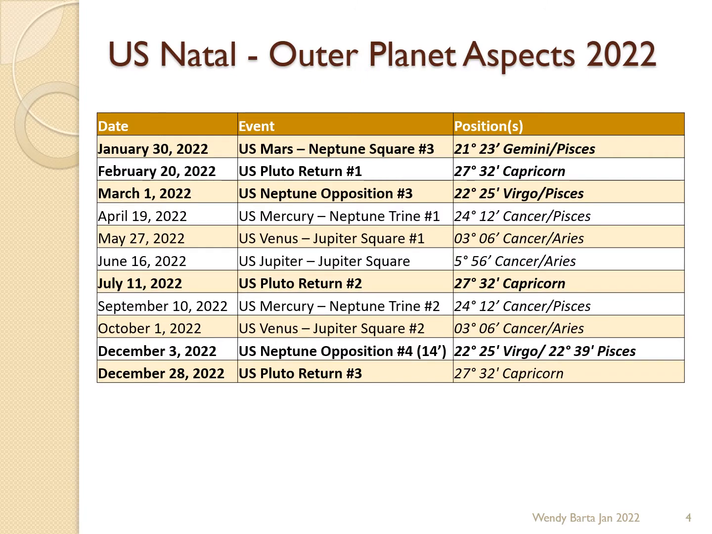This chart lists all the major aspects between the U.S. natal chart and the outer planets for 2022. You'll notice some of these aspects are duplicates, which are due to planetary retrogrades. Although all aspects are important, for brevity, we'll be focusing on the more significant ones for this year.